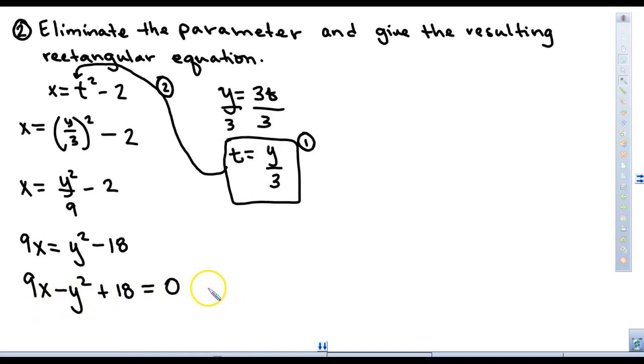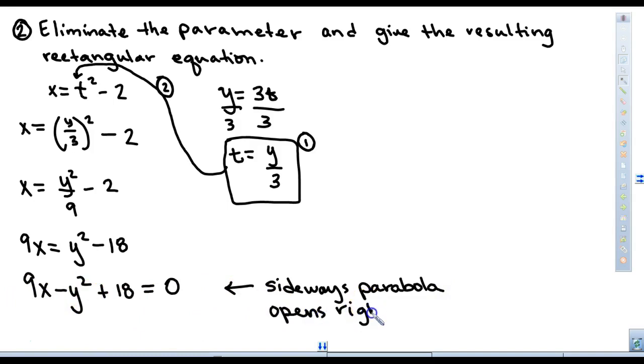General form is something we haven't talked about in a long time, actually since the very first unit when we did conic sections. Because this right here, the fact that y is squared and x is not, that tells me that this is a sideways parabola. That's the figure that it makes, a sideways parabola. I know it opens to the right because my x is positive.